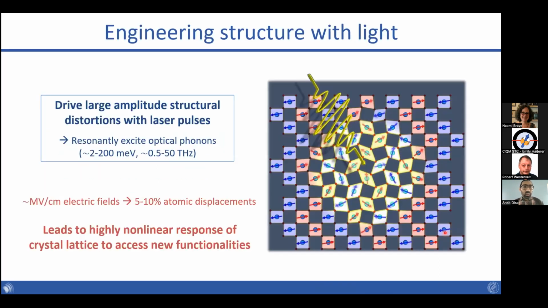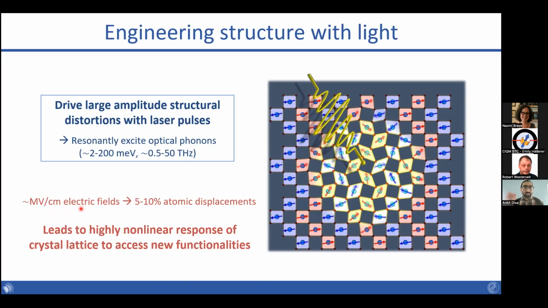Okay, so what we do is we spend a lot of time developing high intensity terahertz sources so that we can achieve this kind of control. And now we're at a stage where we can essentially create terahertz pulses across this whole range with peak electric fields on the order of several megavolts per centimeter. And what these types of fields allow you to do is drive atomic displacements that are very large, on the order of several percent of the equilibrium bond distance.